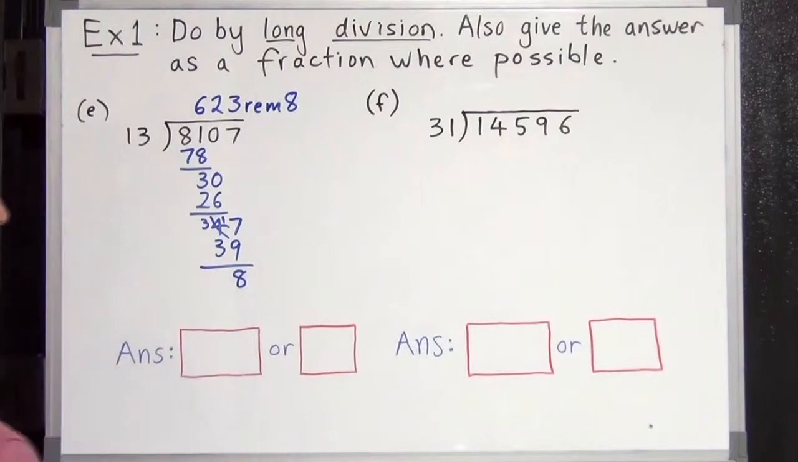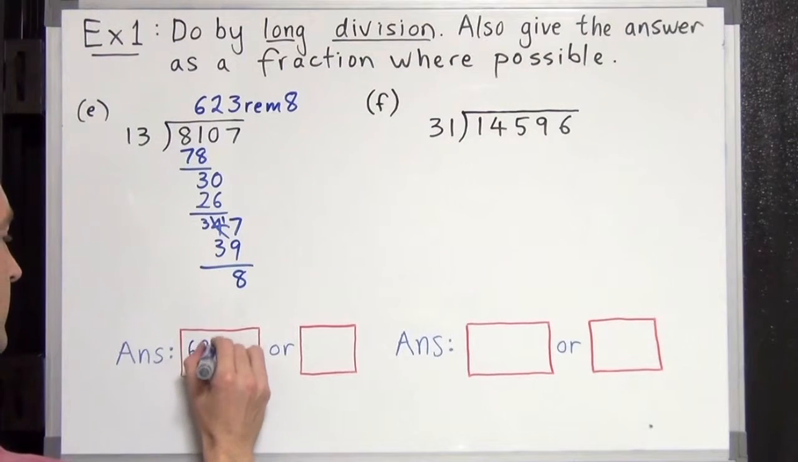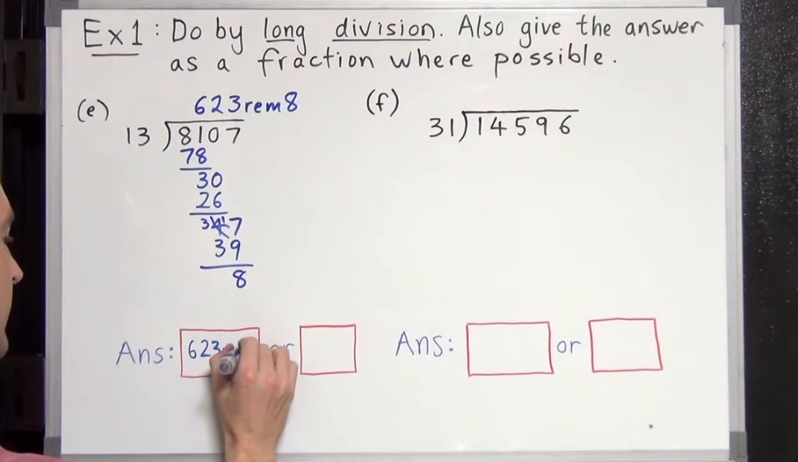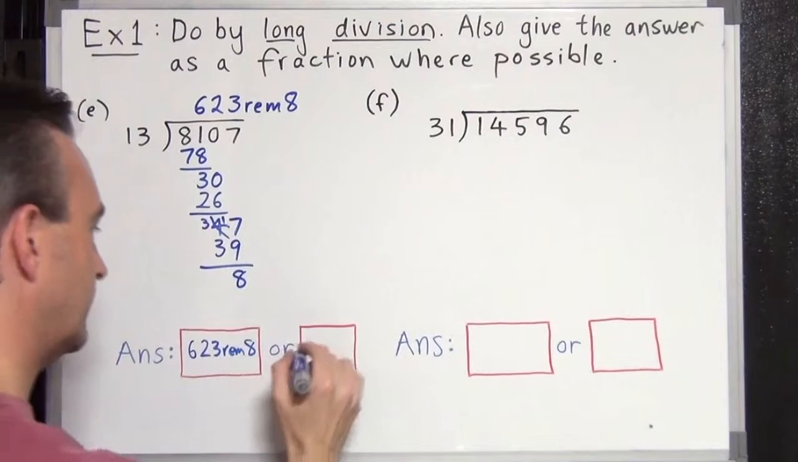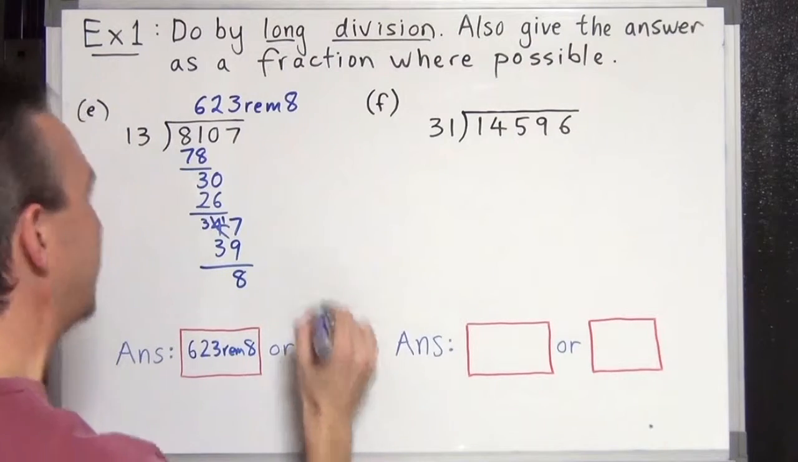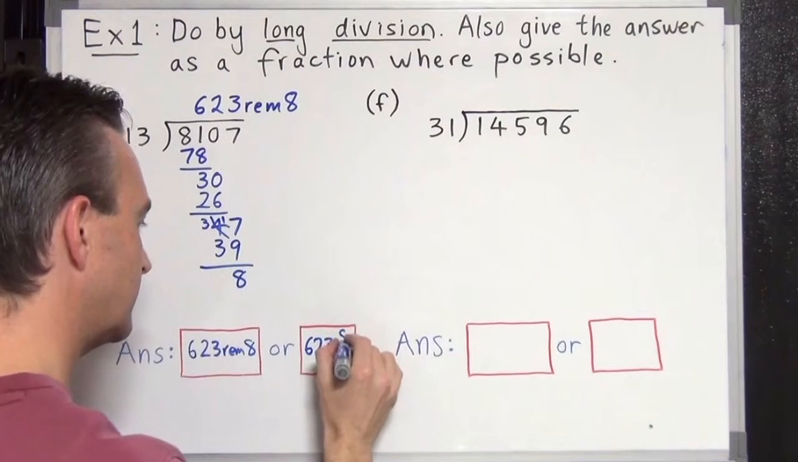So let's present our answer down here, 623, remainder 8. As a fraction, 623 and 8/13.